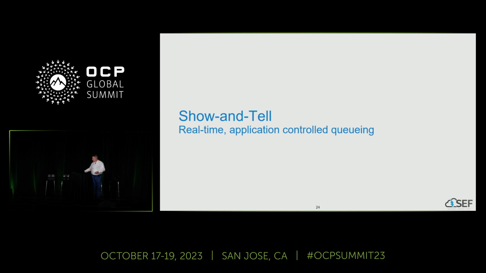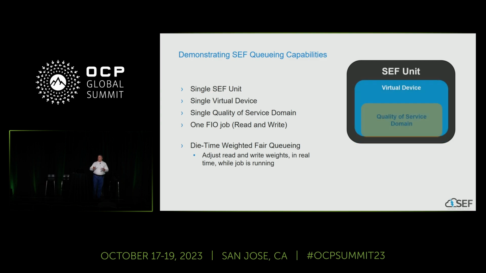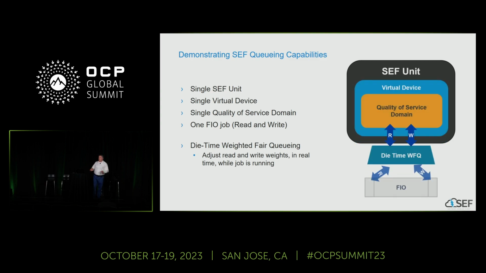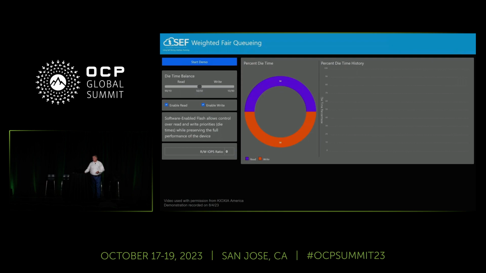Application-controlled queuing. This is another very useful feature that we brought up. In this case, now we're going to create a virtual device across the entire drive, and we're going to set a quality of service domain, and we're going to use that die time waited for queuing capability that I showed you, again, running an FIO workload. And what we're going to do is we're going to set a standard 50-50 workload of weights, reads and writes pretty equal. Then we're going to start changing the read and write weights on the fly as part of the demo.